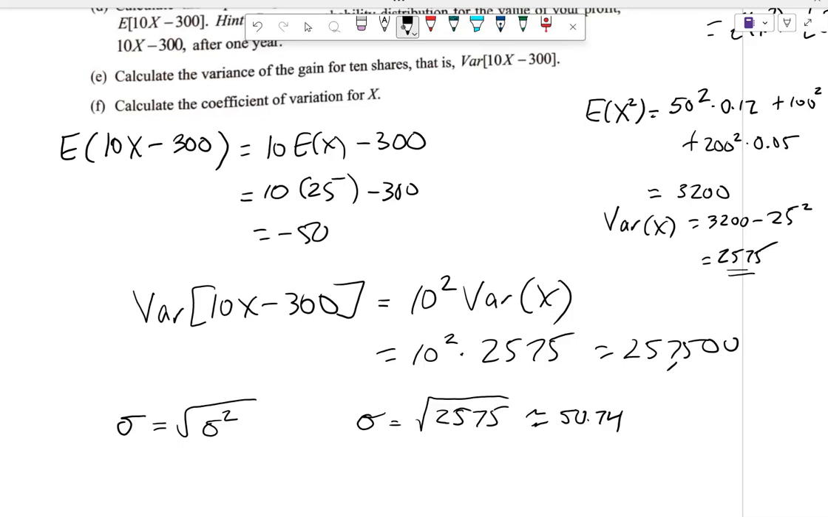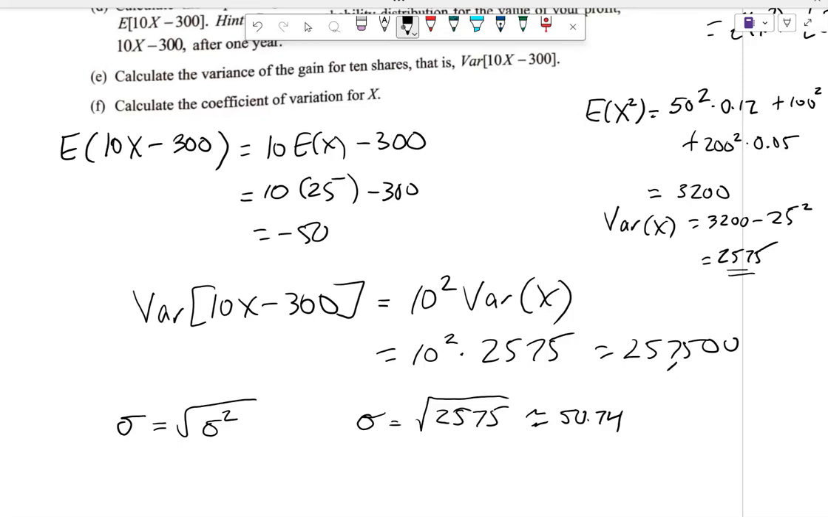Coefficient of variation is another kind of a scaling measure. If I have a standard deviation of 50, that may sound big, may not sound big, depending on what the quantity is you're trying to measure. If you've got really big values, like values in the millions, then a standard deviation of 50 is pretty small. But if you've got values between 0 and 200, like these are, 50 is pretty big.